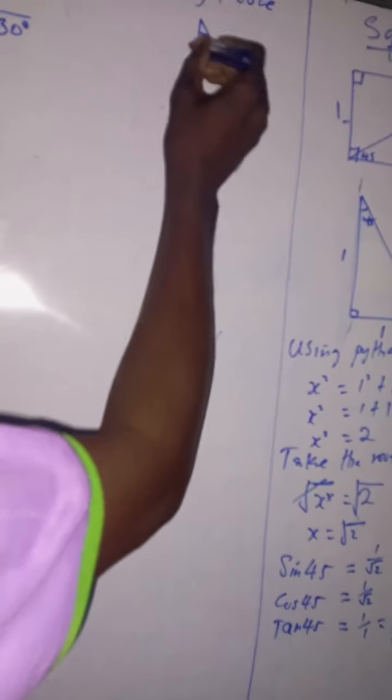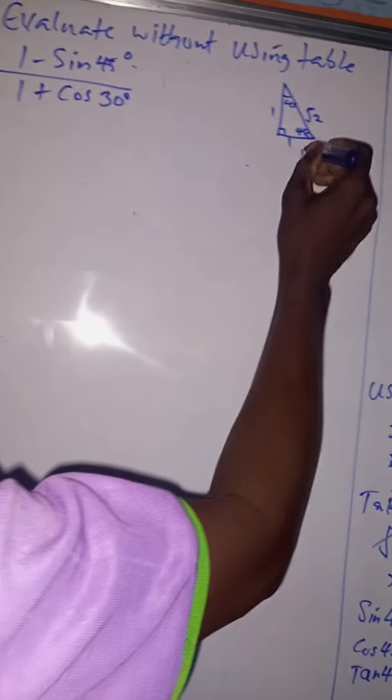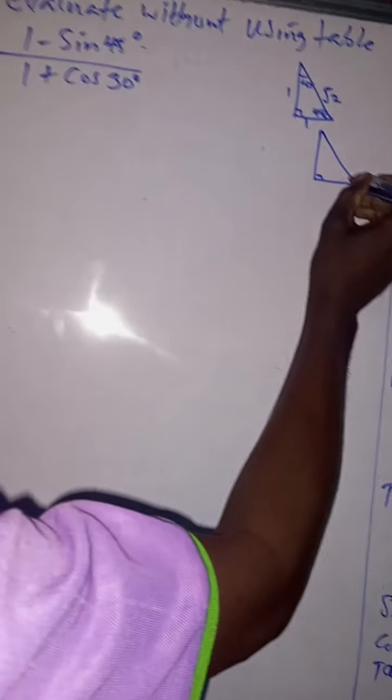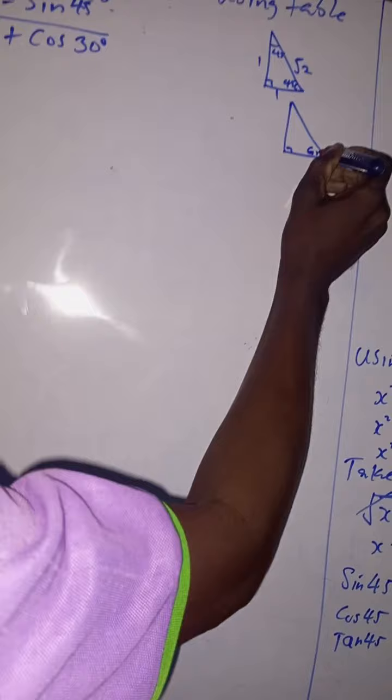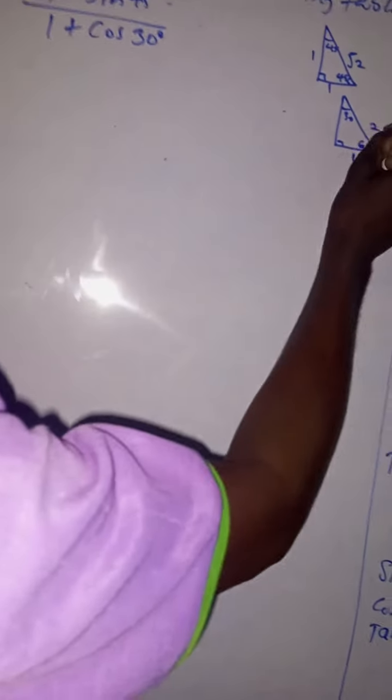Here is also 45, 1, 1, root 2. And I've seen 30 there. Let me draw that of 30, which is 60. This one is 60, 30. I have 1, I have 2, I have root 3. So I'm putting it beside so that it will guide me.